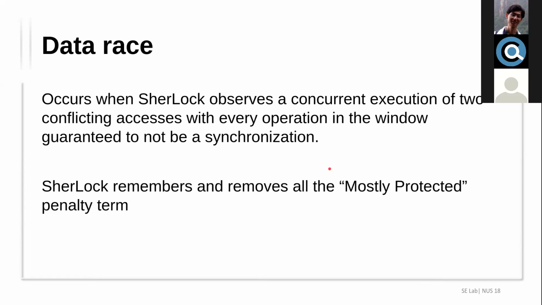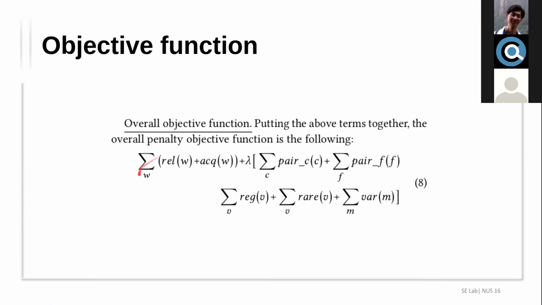Oh, okay. Right, so a data race is what happens when you access a variable without synchronization. This is observed by SherLock when there are two conflicting accesses and every operation in the window is guaranteed to not be a synchronization. A concurrent execution of two conflicting accesses with every operation in the window guaranteed not to be a synchronization. So SherLock will just remember and it will remove the mostly protected penalty term. Mostly protected is this one, so this will just be set to 0. So they won't care about this term.